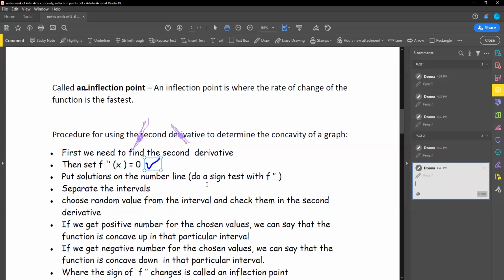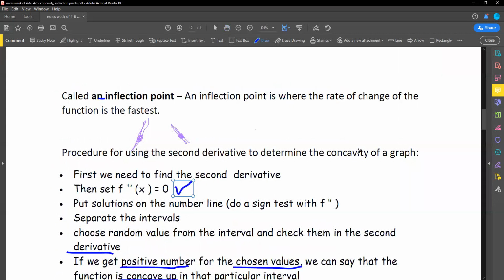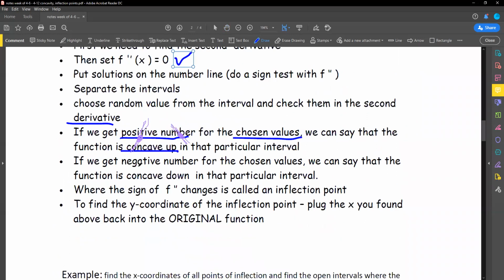You put the solutions on the number line. So you're going to do a sign test with the second derivative, and you look at the intervals in between the numbers you put on the number line, and you check them in the second derivative. If it's positive for the chosen values, we say that in that interval it's concave up. And if the second derivative is negative in the interval, then it's concave down. So the concavity is all about the second derivative.